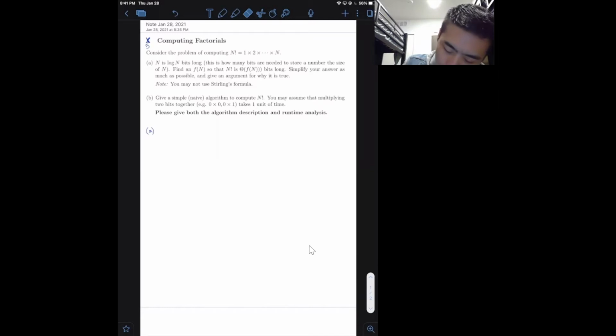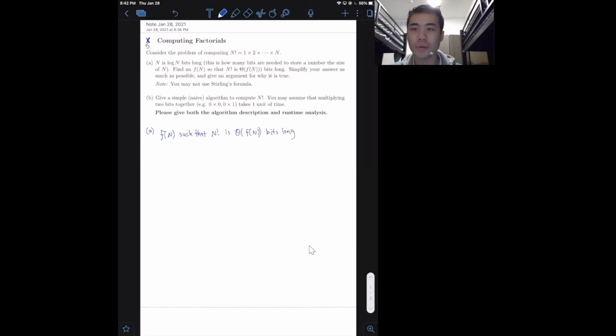So for part A, we want to find a function, f of n, such that n factorial is theta of f of n bits long. So in other words, what we want to do here is find how many bits are inside n factorial.